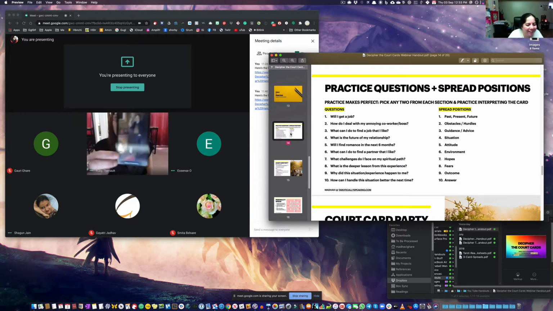Which one did you pull? King of Pentacles. Okay. What about you, Shagun, Essence, which ones did you pull? Ma'am, a Queen of Cups. Okay. Essence? I pulled Knight of Wands. Oh, excuse me, King of Wands. Oh, you also pulled the King of Wands? Just like I did. Okay. So, how would you interpret it?